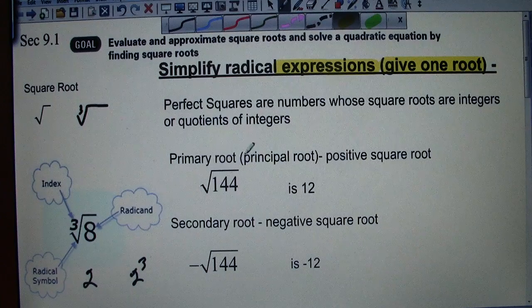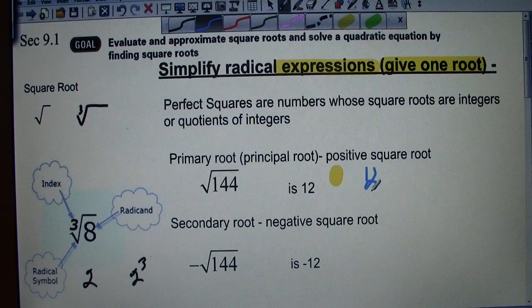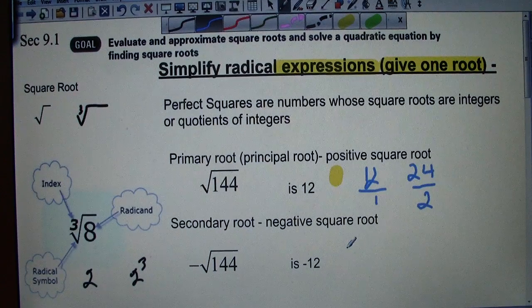Now by definition up here it says the square roots are integers or quotients of integers. So if you look at the answer 12 as a quotient, we can say 12 is the same as 12 over 1, or we can do 24 over 2, etc. Any kind of quotient that is equivalent to 12. Down here we could do like negative 36 over 3, or we could do negative 48 over 4. So these are quotients of two integers.